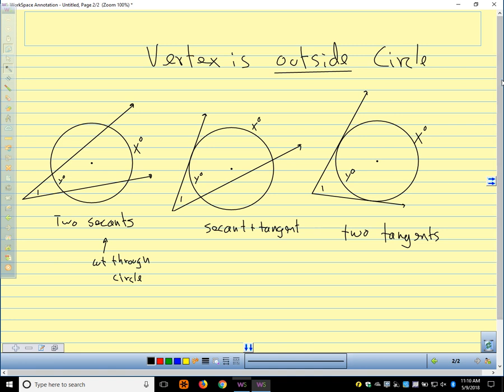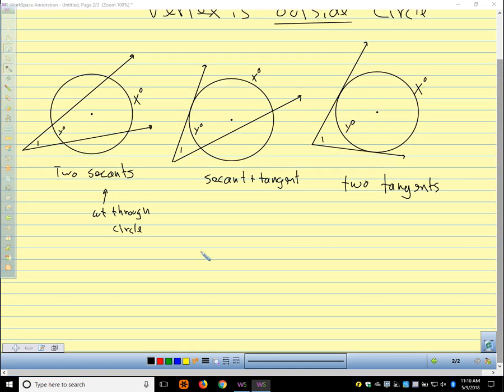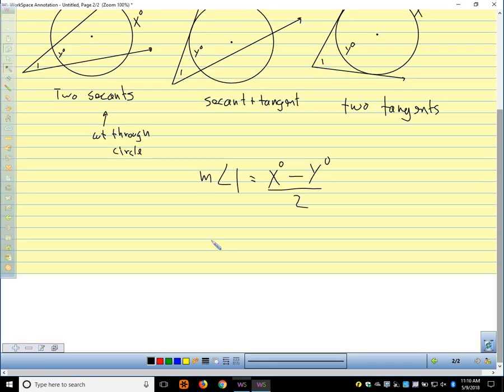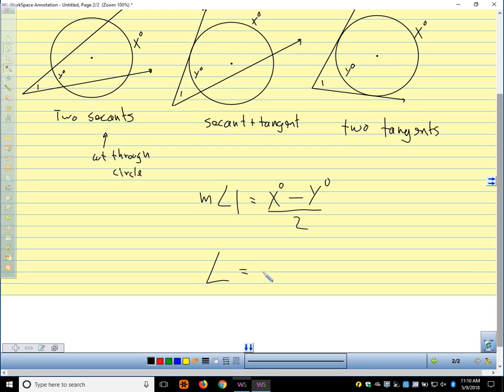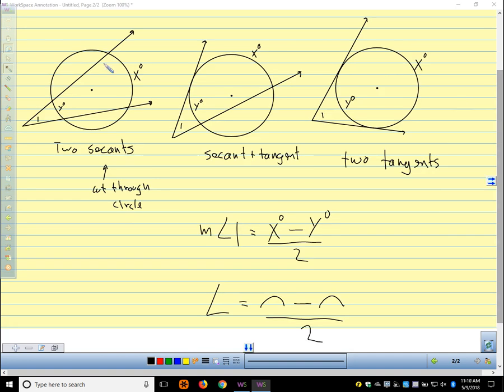The rule is the same for all of these. The measure of angle 1 is x degrees minus y degrees over 2. And the way I think about that is, for this situation, with the vertex outside the circle, the angle equals the arc minus the arc divided by 2. The big arc minus the small arc divided by 2. And the arcs that I'm talking about are the ones that are on either side of the angle here.